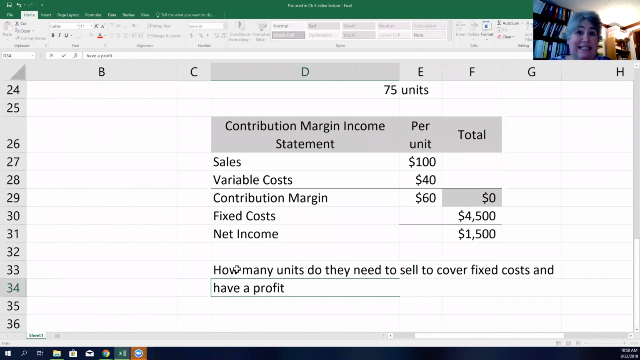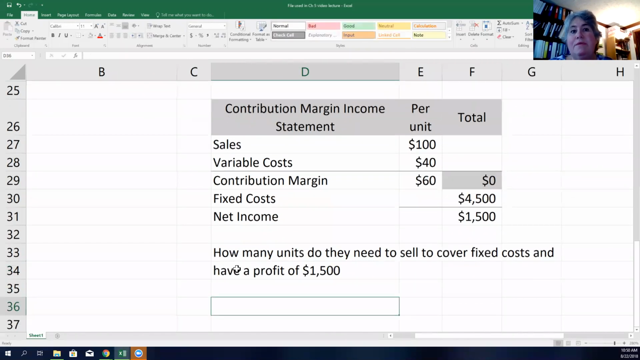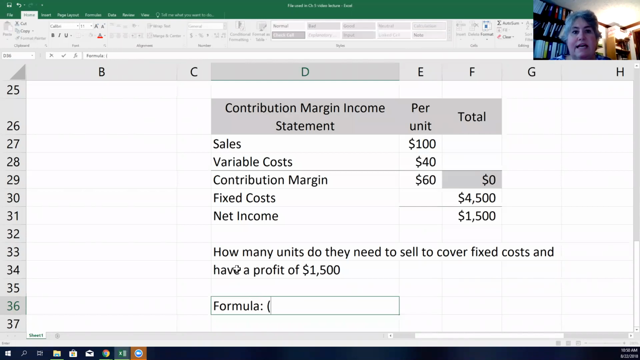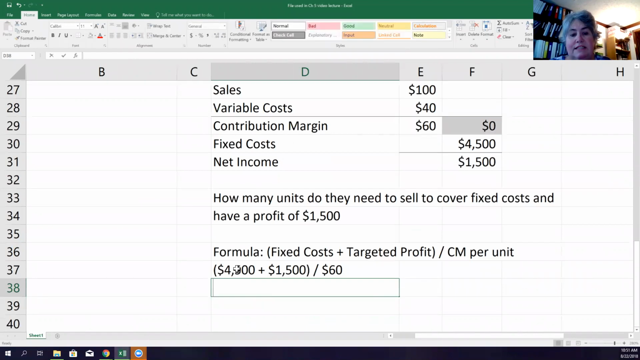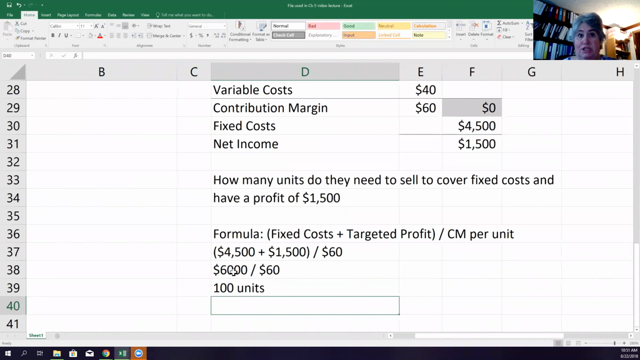We're trying to find how many units they need to sell in order to both cover the fixed cost, which is break even, and have a profit of $1,500. So our formula changes just slightly. The top of the fraction is fixed costs plus the targeted profit. And all that is divided by contribution margin per unit. So we're still dividing by $60. We're just adding together $4,500 and the $1,500 of targeted profit and dividing the whole thing by $60 per unit. So it's 6,000 divided by 60, and as you can see, it's going to come up to 100 units. So it says we need to sell 100 units in order to achieve this.